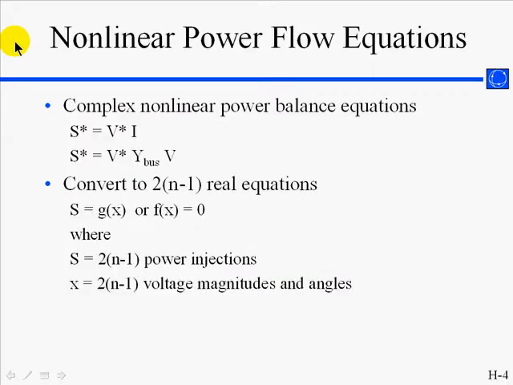In large-scale power systems, we usually model loads as having constant complex power, which gives rise to nonlinear equations for the power balance, in which the complex power is expressed as a product of the voltage and the current, and is relatively constant for all values of voltage. So substituting in the last equation, and then converting the matrices to 2 times the quantity n minus 1 real equations, we get an equation in the form shown here.